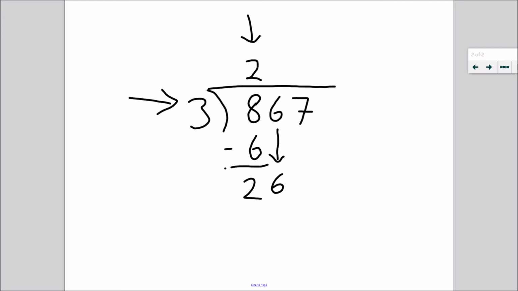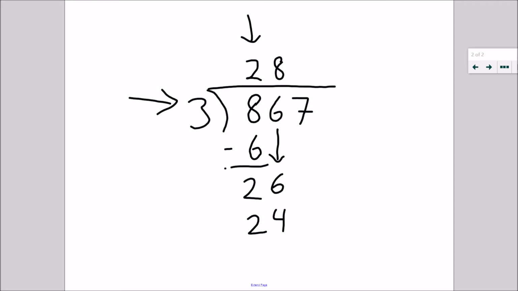How many of them? Well, if you know your times tables, you'll know that the closest I can get to 26 without going over is 8 threes. I know 8 times 3 is not exactly 26 though, so I'm going to have a remainder again. 8 times 3 is 24. So my 8 tens times 3 groups of them are going to be 24 tens.